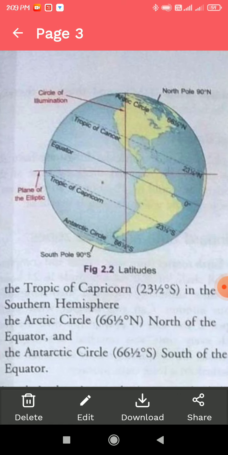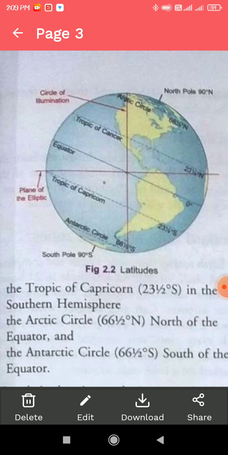Here, 0 degree, it is the equator that represents 0 degree, and the part above the equator is called the northern hemisphere, and the part below the equator is called the southern hemisphere. Have you got it? The equator divides the earth into two equal halves to the north and the south. The upper part is called the northern hemisphere, the lower part is called the southern hemisphere.